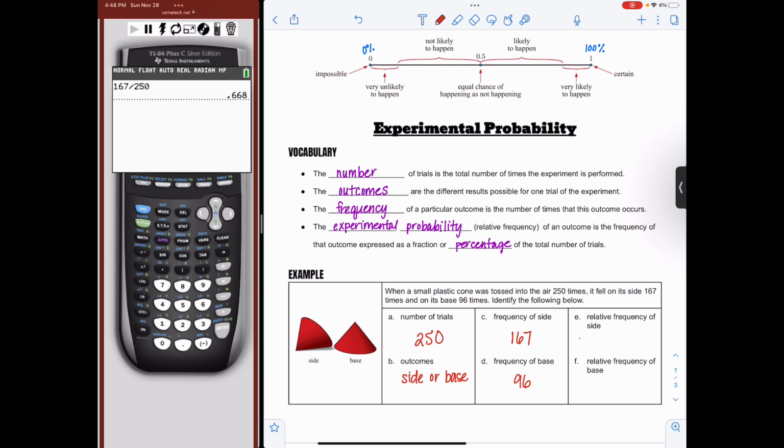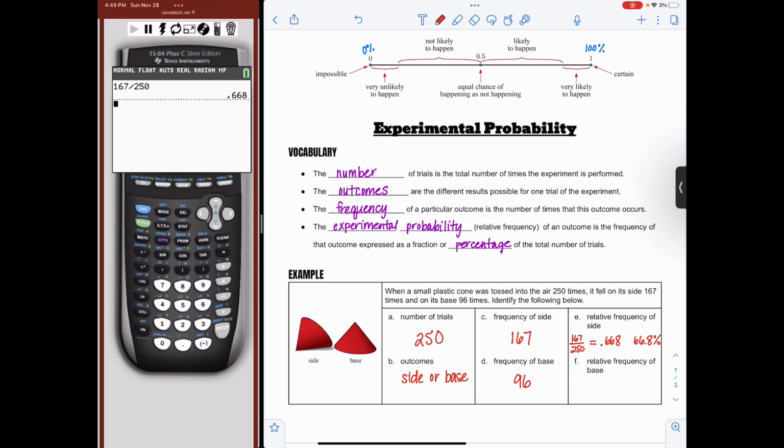So we will have 167 over 250, or you could put it as 0.668, and I'm going to put the equal sign here because these are equivalent to each other. And if we have this in percentage form, this is approximately 66.8%. Okay, so you can put it as a fraction, a decimal, or a percentage. It does not matter.